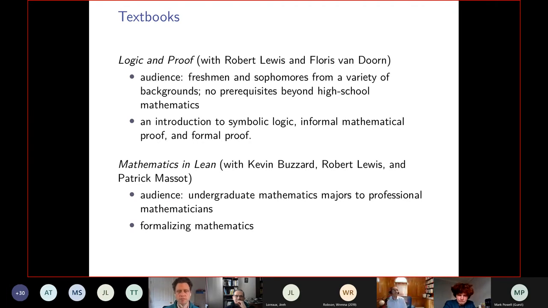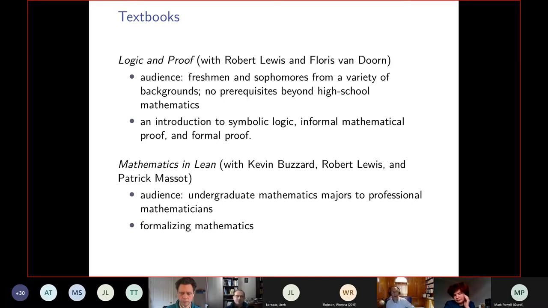I use this in an introduction to Logic and Proof at Carnegie Mellon. It was targeted to freshmen and sophomores from a variety of backgrounds. I had students from modern languages and business majors and so on. So there were no prerequisites beyond high school mathematics. And the goal of the course was to be an introduction to symbolic logic, an introduction to mathematics and mathematical reasoning and proof, and formalization in service of both of those.